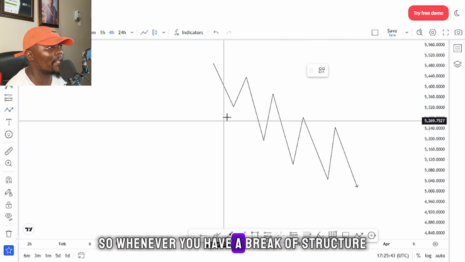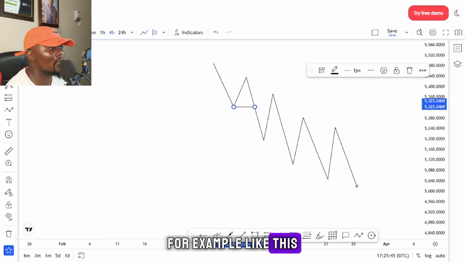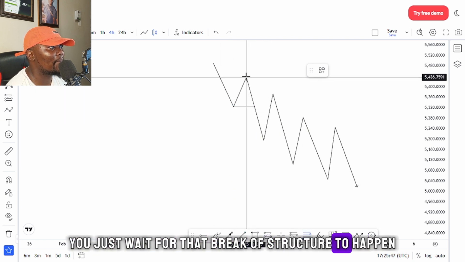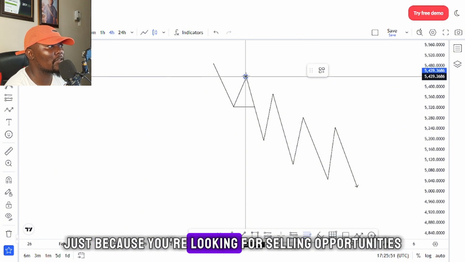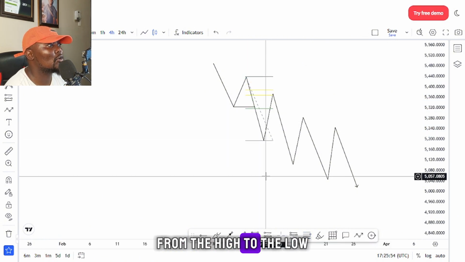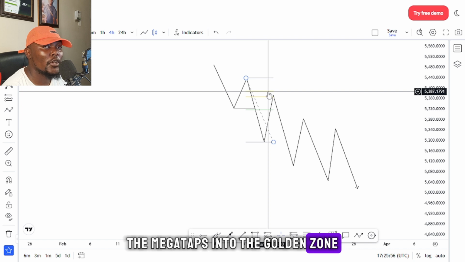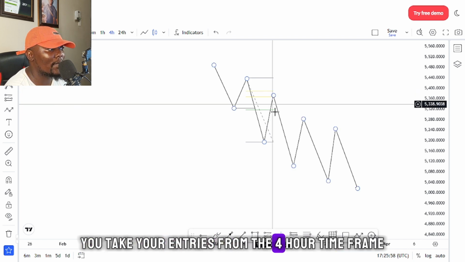So whenever we have a break of structure, for example like this, you just wait for that break of structure to happen. You take your fib tool from the high now to the low, just because you're looking for selling opportunities. From the high to the low, the market taps into the golden zone. You take your entries from the 4-hour time frame.